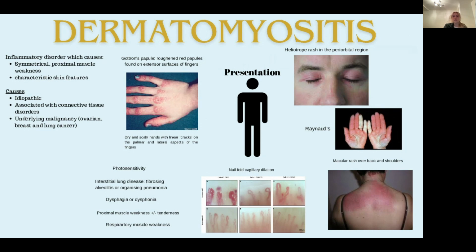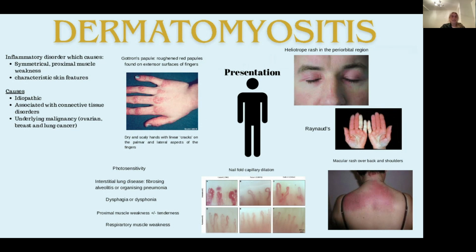So moving on to dermatomyositis. This is an inflammatory disorder which often presents with symmetrical proximal muscle weakness. So in a question, it might be that the patient's suddenly struggling to get up from a chair. They're having to use their hands to push up from a chair, and then they might also present with skin features. So it's this proximal weakness in the muscle groups alongside skin features for dermatomyositis.